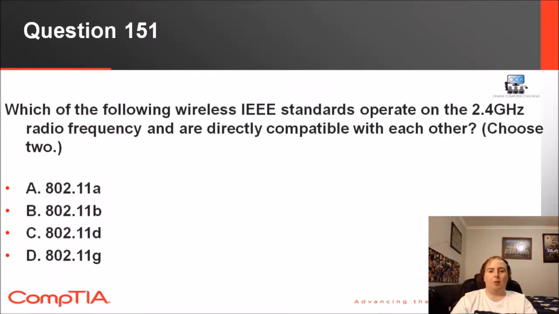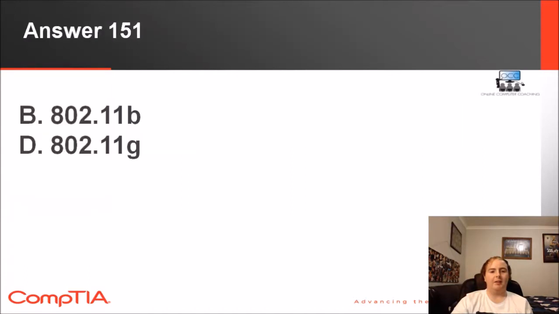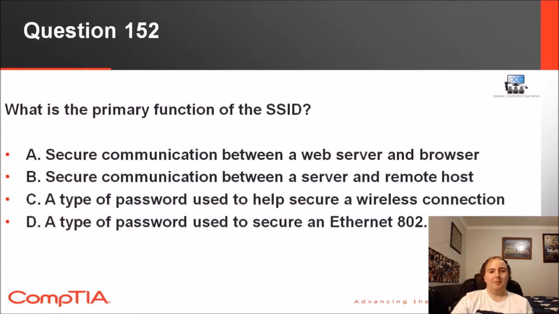Which of the following wireless standards operate on 2.4 GHz radio frequency and are directly compatible with each other? We've got two to choose from, so we've got A, B, D and G. I'll give you the answer for this one because that's what they're compatible with. It is B and D, as in answers B and D, so 802.11b and 802.11g.